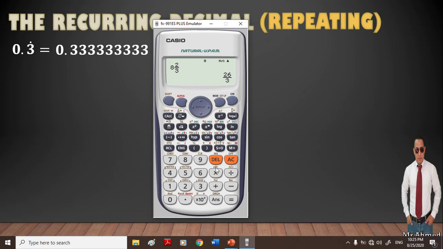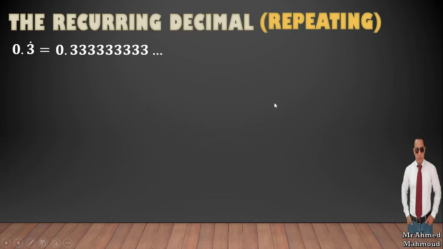I'm going to write 0.3 and I'm going to repeat 3 until the appearance of the black arrow. So I'm going to press equal. It gives me 1 over 3. So this decimal equals 1 over 3.